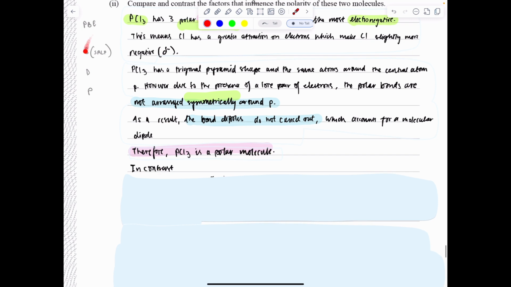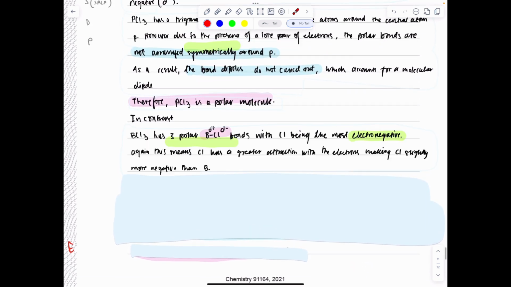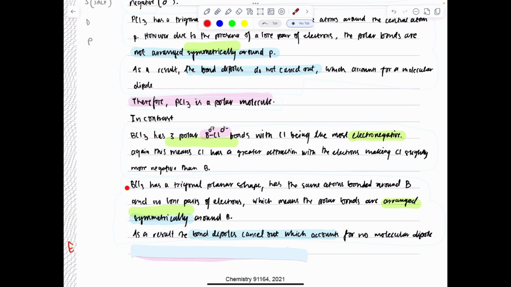In contrast, I'm going to follow the same structure to answer for BCl3. Okay, so BCl3 has 3 polar B-Cl bonds, with Cl being the most electronegative. Again, this means Cl has a greater attraction with electrons, making Cl slightly more negative than B. BCl3 has a trigonal planar shape, I'm talking about symmetry now, has the same atoms bonded around boron, and no lone pairs of electrons. This means the polar bonds are arranged symmetrically around boron.